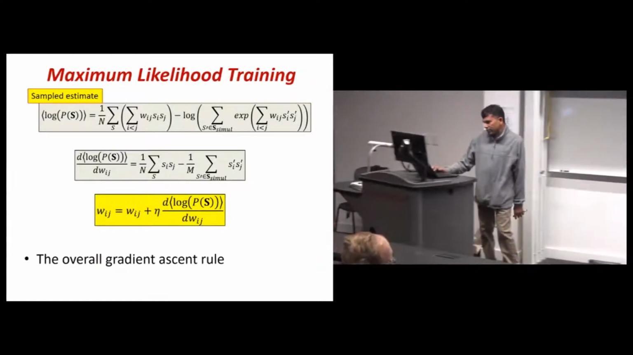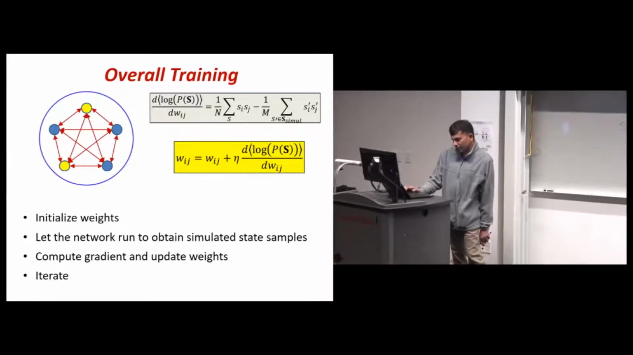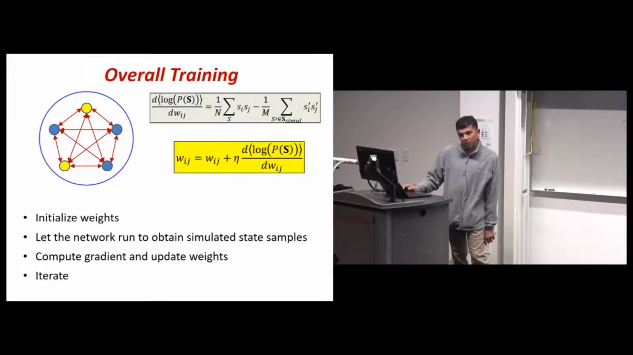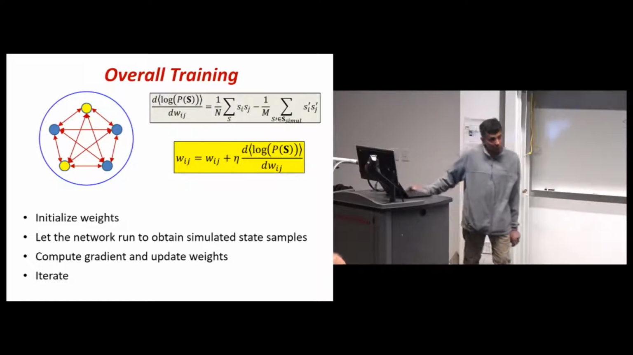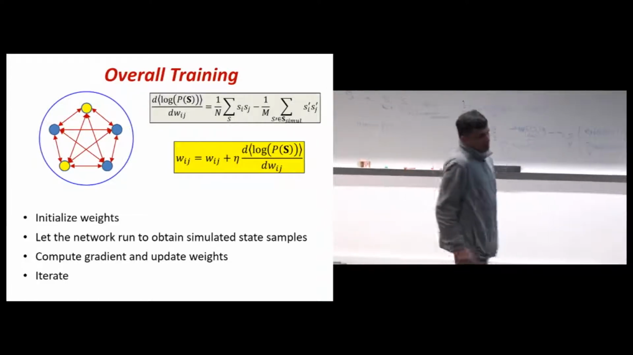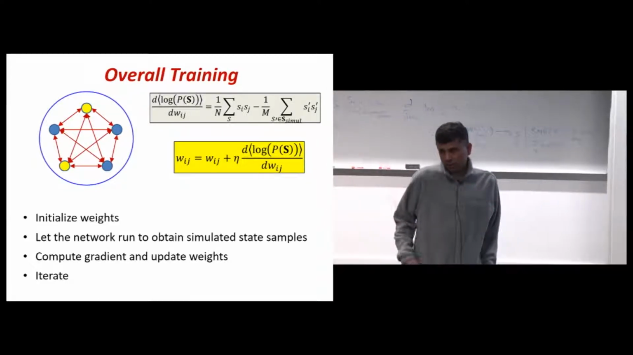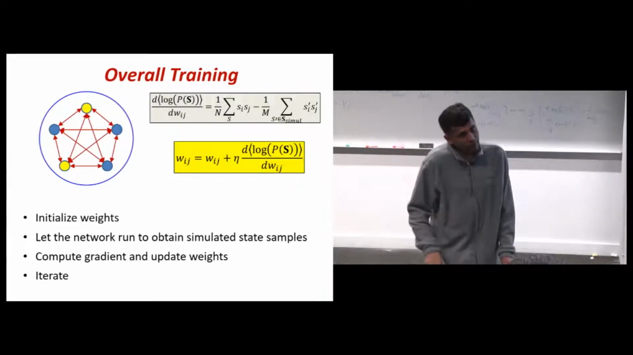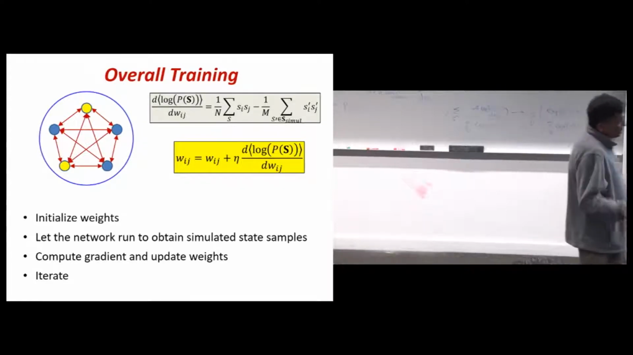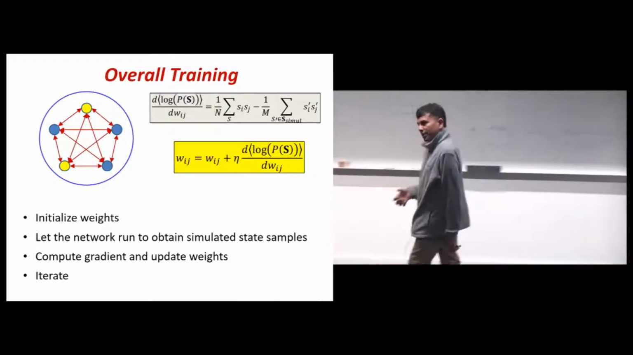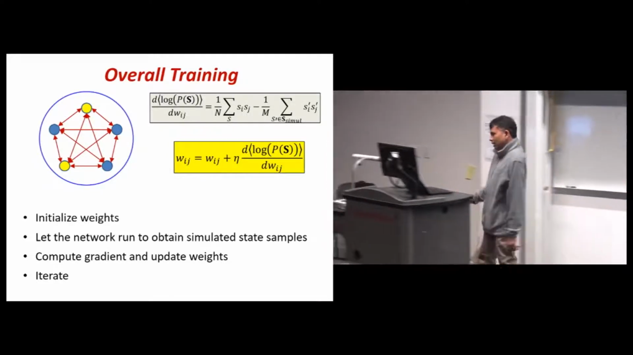So the overall training is going to be something like this. You would initialize all of your weights. You let the network run to obtain simulated state samples. And then you compute the gradient as you have in the formula above for each weight, where the gradient is the difference between the average product of the bit values on the training set minus the average product of the bit values computed on the samples, and just use your standard gradient descent, right? Gradient-based update rule.